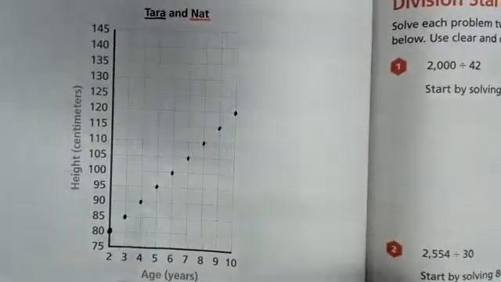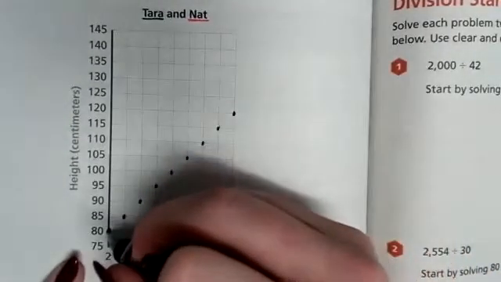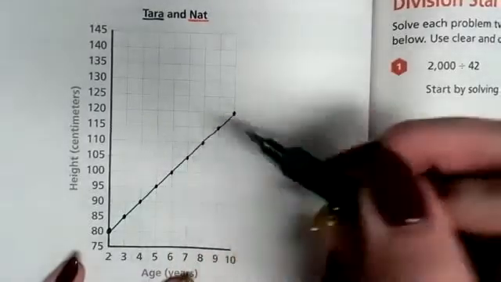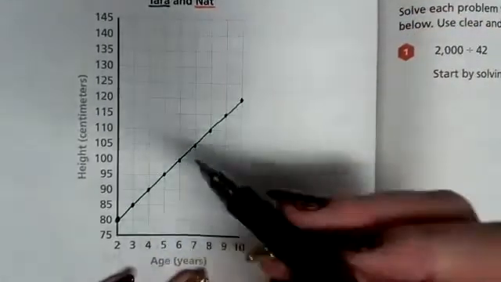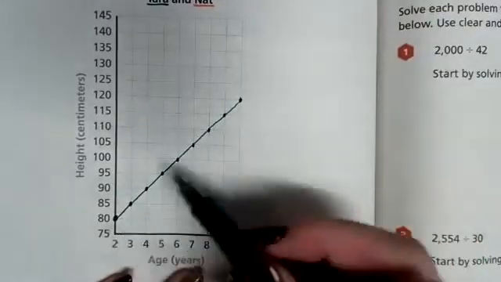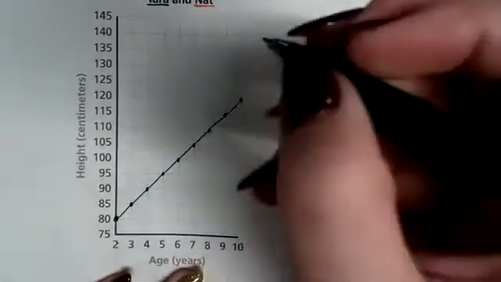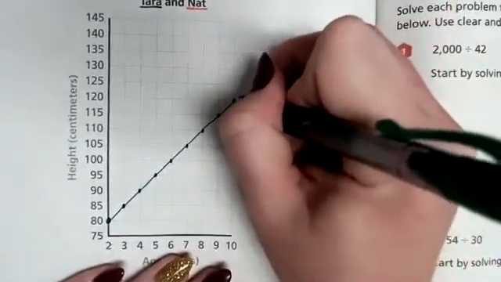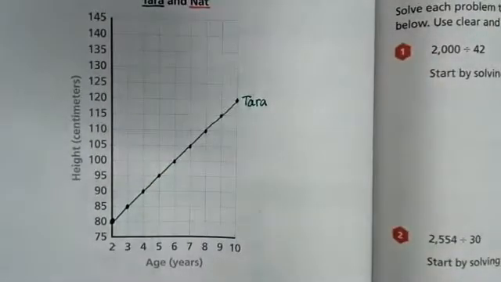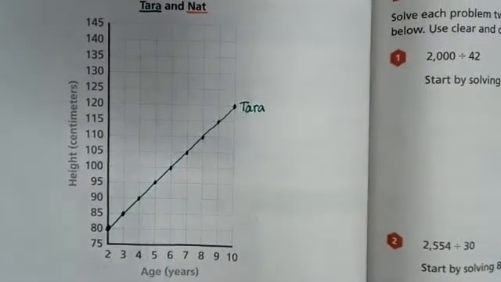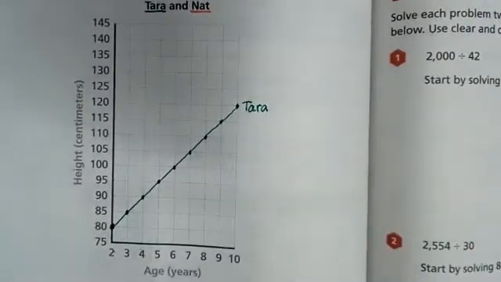So there is Tara's growth, and I'm going to go ahead and trace those dots. Luckily, they're very nice and straight because she was growing at a steady rate. You can see that in how steady and straight her line is of her growth over these years. And then I'm just going to label that with my green pen. Green is Tara, okay? Just so I can make sure that I know. All right, so Tara is graphed.